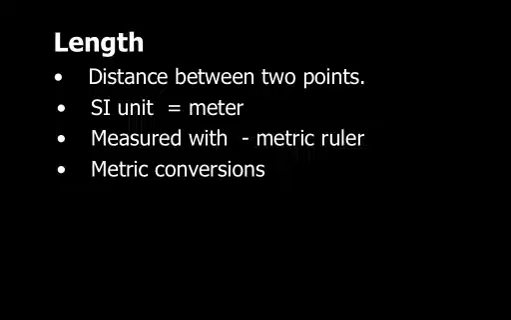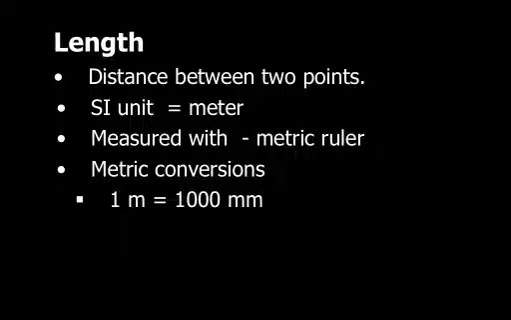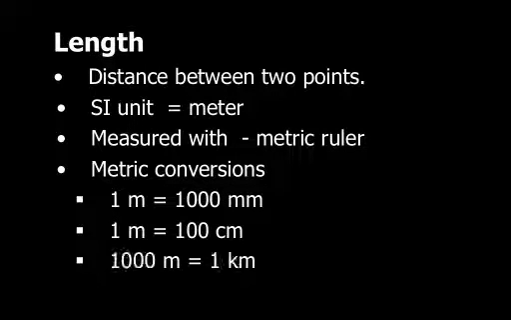We can then use metric conversions to convert from one unit to another. These are the metric conversions we'll use most often. 1 meter is 1,000 millimeters. 1 meter is equal to 100 centimeters, and then 1,000 meters is 1 kilometer.